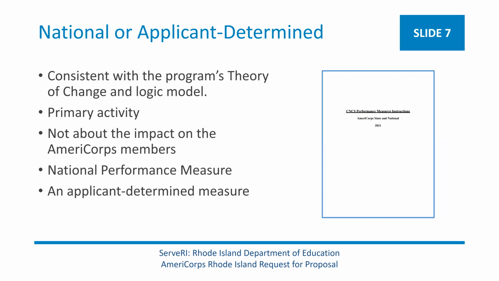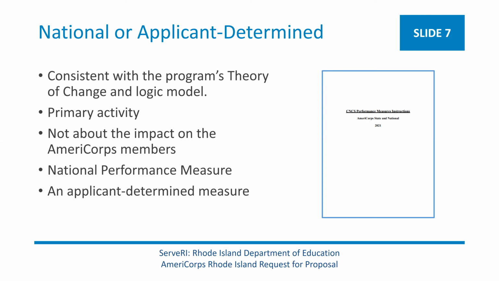When choosing or developing your performance measure, we've already mentioned that it should be consistent with the theory of change and logic model. You should literally be able to point at it in the logic model. Your AmeriCorps members are going to be awesome and they're going to get a lot done, but there's going to be a primary purpose to their activity. Your performance measure will be about that primary purpose. And the performance measure is not about the AmeriCorps members, but changes for the beneficiaries or the community.